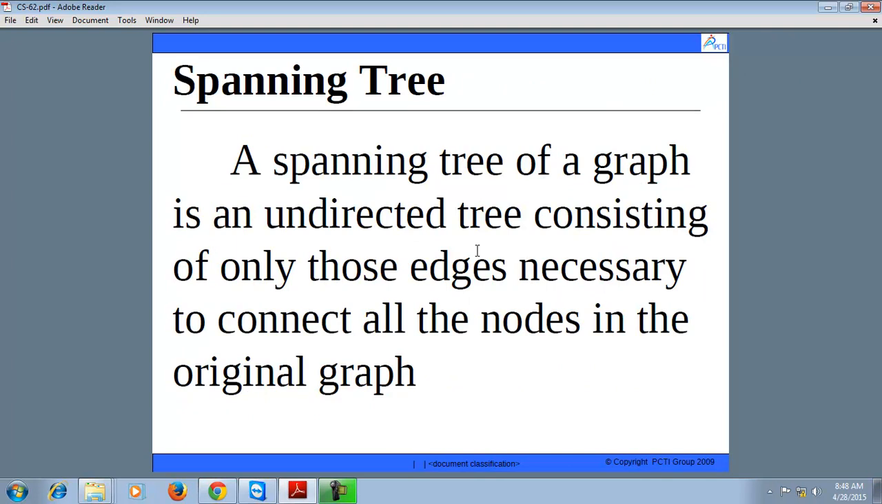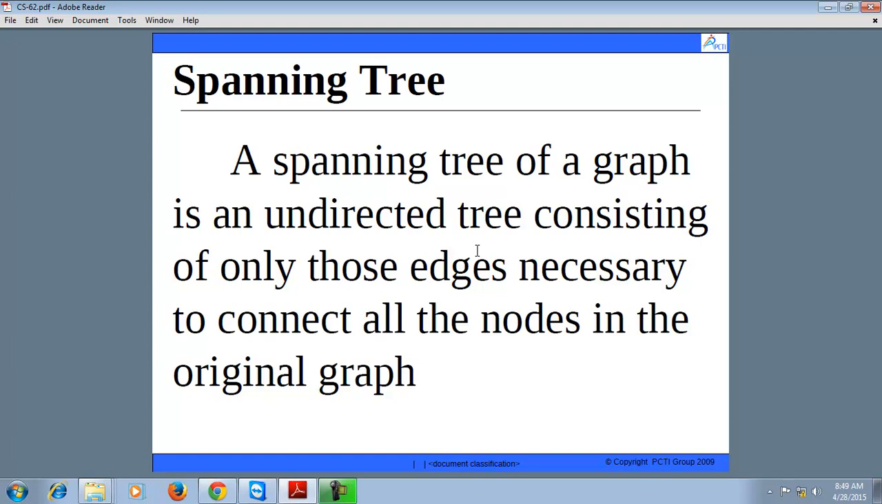Now, the spanning tree of a graph is an undirected tree, and it will consist only of those edges that are necessary to connect all the nodes in the original graph. Means if we have a graph with 4 nodes, then maybe there are multiple edges. For example, if we had 4 nodes, A, B, C, D, and we have multiple paths from, for example, A to B and B to A, D to B, D to C, C to A, A to D and B to C.